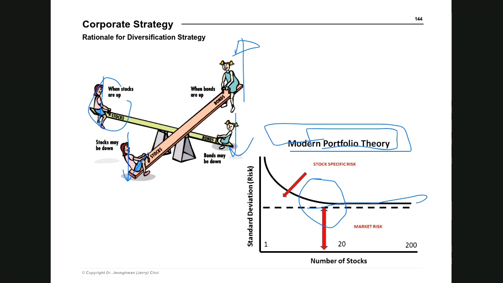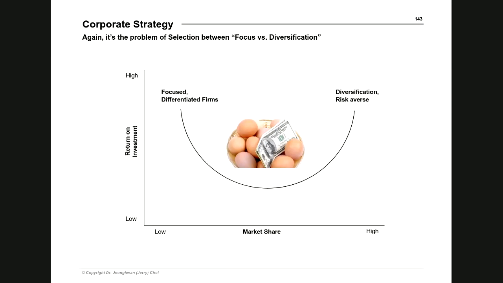But that's finance and accounting. If you have enough resources, diversification strategy makes sense. But let's imagine you are a small startup. Can you exercise that portfolio management? No. What should you do in order to make the business grow? Focus and differentiated firms.